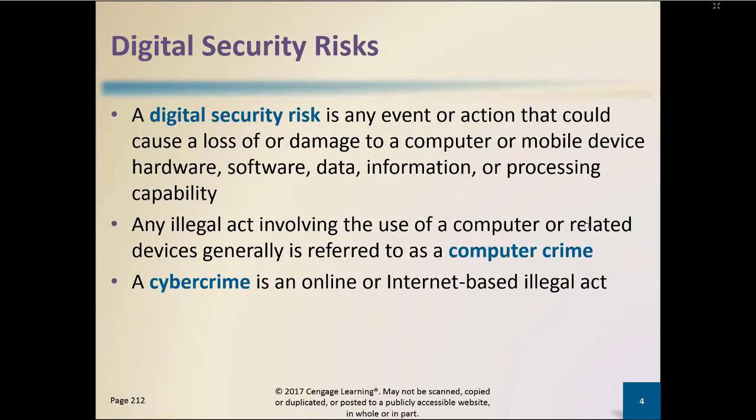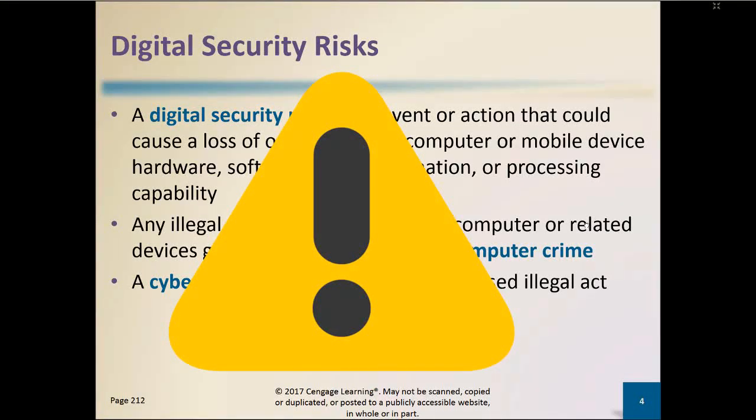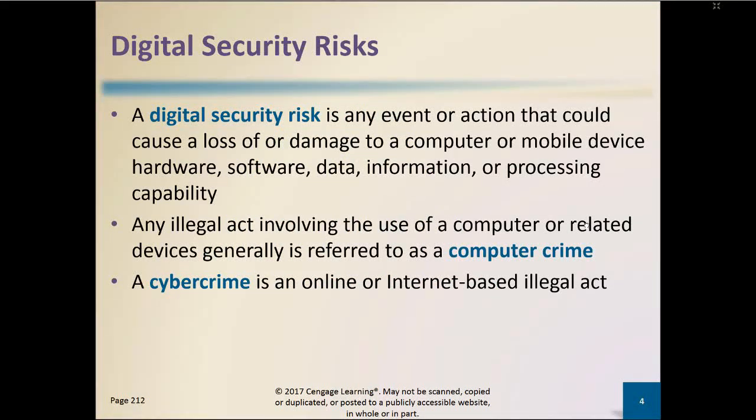Digital security risk. When we talk about risk, it means something that can cause damage. For example, me as a human being, I have some risks. If it is a physical risk, if I'm going to jump from a high place, I might break my ankle, or break my joints or bones. So these are risks that can damage my physical body. When we talk about digital security, it's something related to computers. So digital security risk is any event or action that could cause loss of or damage to computer or mobile devices, hardware, software, data, information, or processing capability.